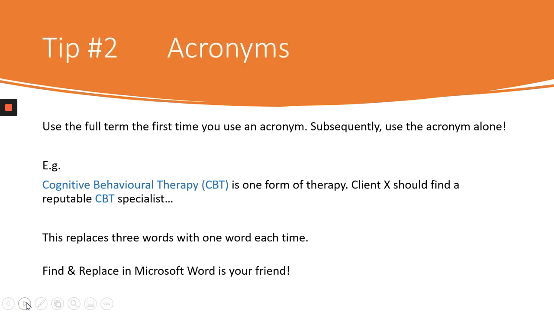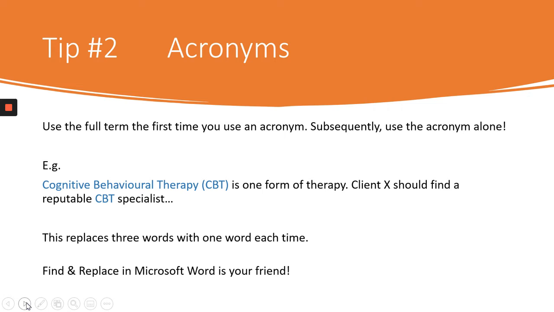Now, tip number 2 relates to acronyms, another easy win. The first time you use a term, you should use it in full, and then in brackets, put the acronym that you might be going to use to refer to that full title. And then after that, you can use the acronym by itself. If you don't space the letters out, then that will count as 1 word every time you use an acronym.